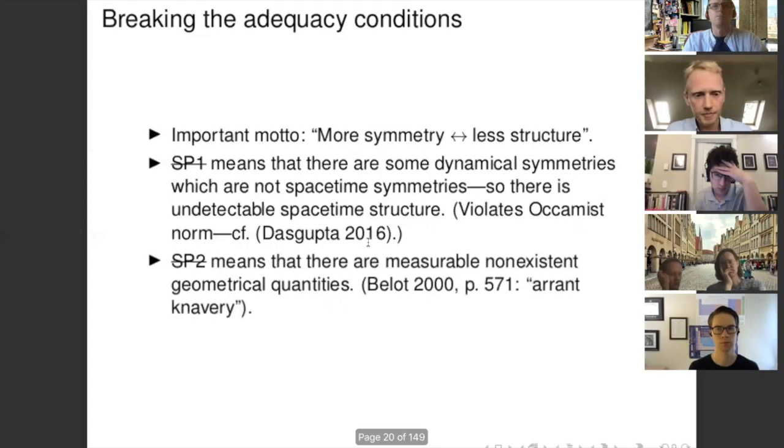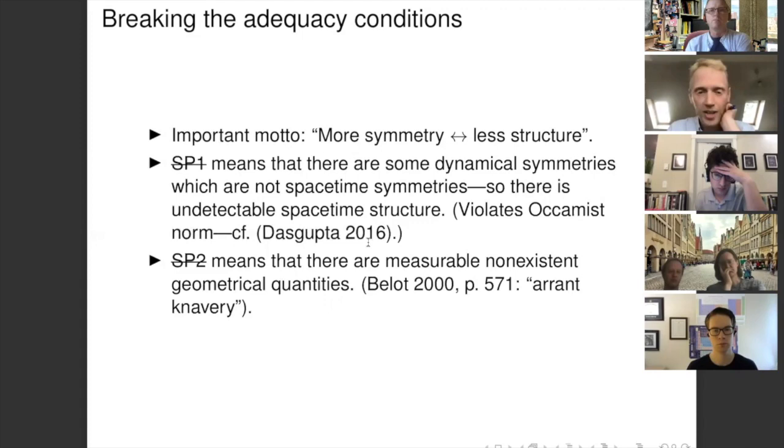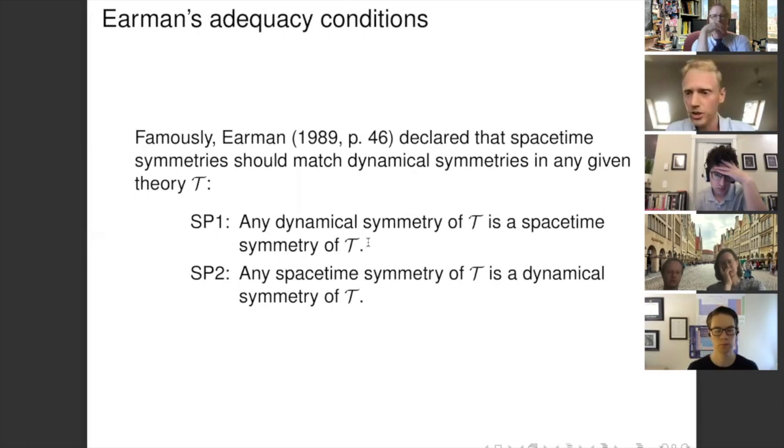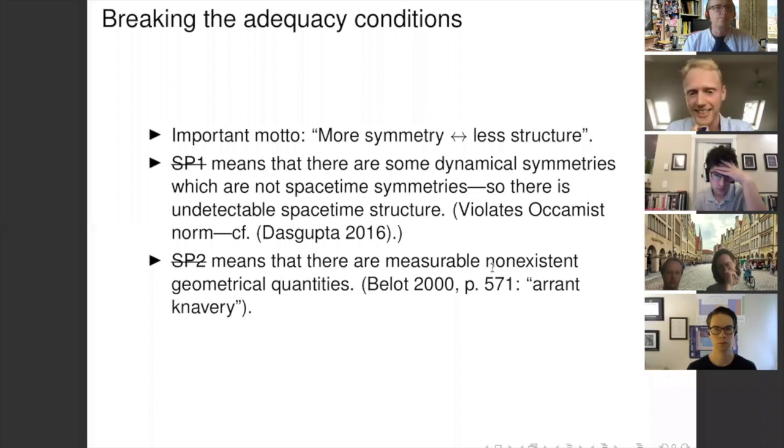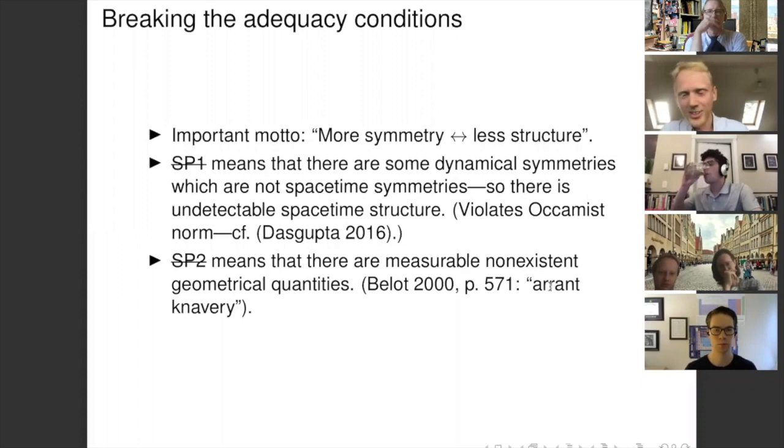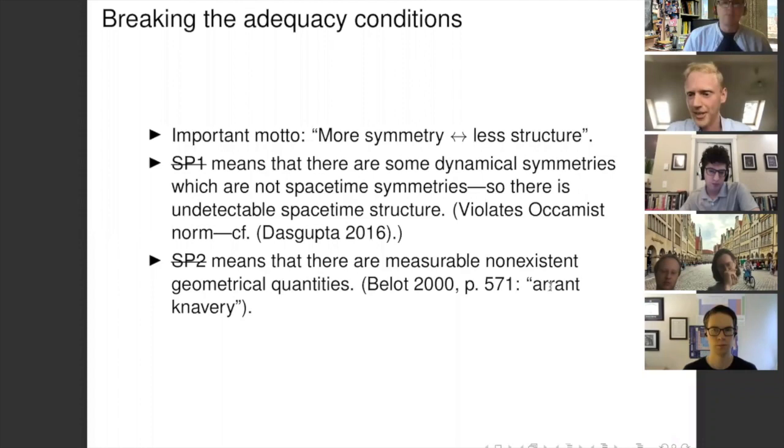On the other hand, what happens if SP2 is violated? Just to go back to the form of SP2, it says any spacetime symmetry of T is a dynamical symmetry of T. So if that failed, there would be spacetime symmetries which aren't dynamical symmetries. That would mean that your dynamics can measure things which don't exist, that there are measurable but non-existent geometrical quantities. And that is pretty perplexing, seems fairly dodgy. Gordon Belot described it in 2000 as arrant knavery, so clearly not something which you would want either. So there are good grounds to think that you should have it the case that your space-time symmetries match your dynamical symmetries in any given theory.